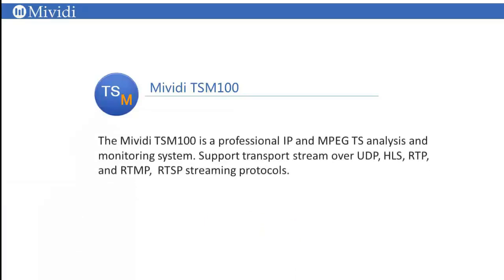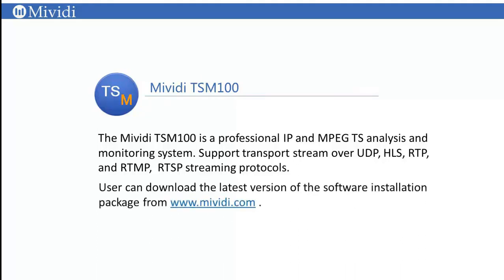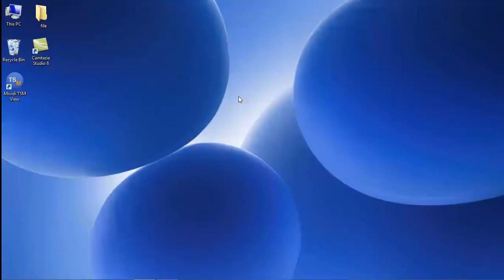The Mividi TSM100 is a professional IP and MPEG transport stream analyzer and monitoring system. It supports TS over UDP, HLS, RTP, RTMP, RTSP, and DASH streaming protocols. You can download the latest version of the software from the Mividi website.